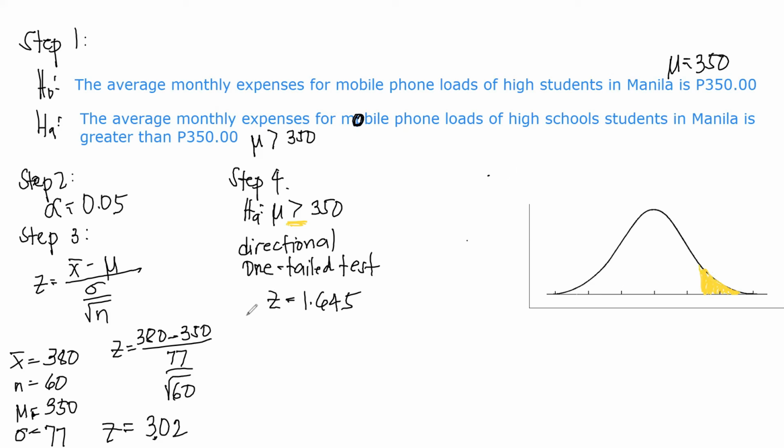Okay. So what's our test statistic? We have 3.02. So here is 1.645. So where can we find our test statistic? So let's create a statement.